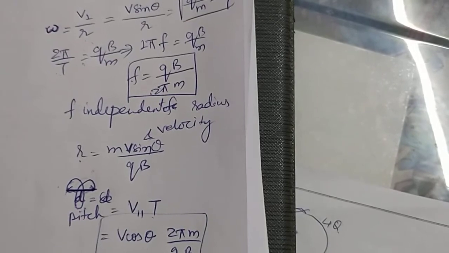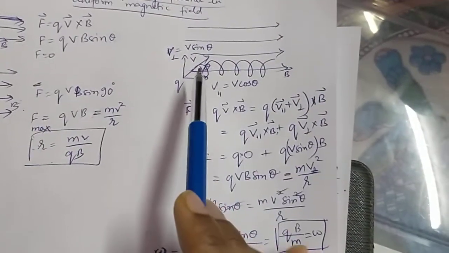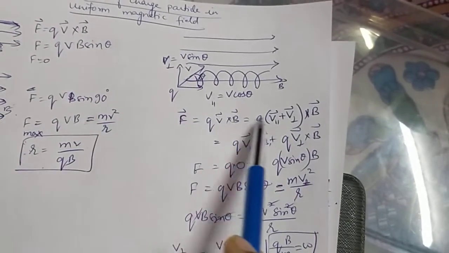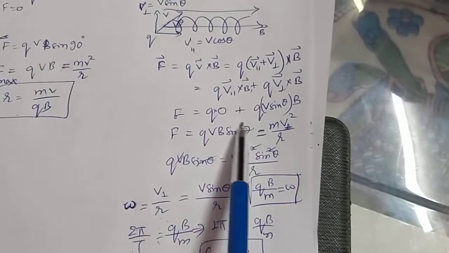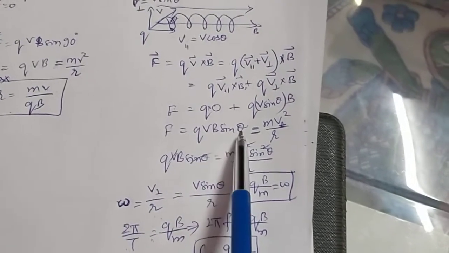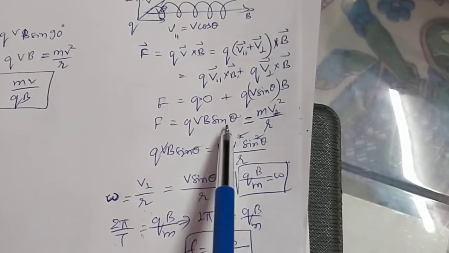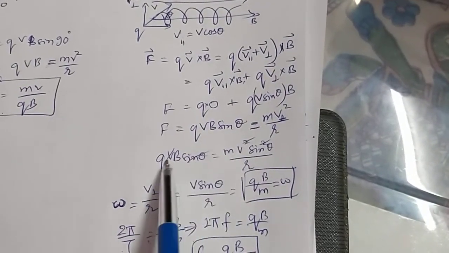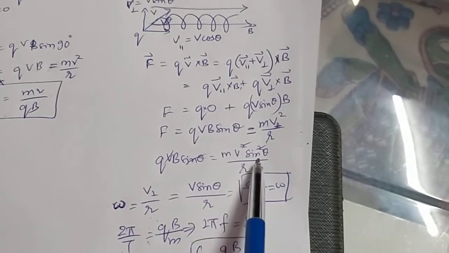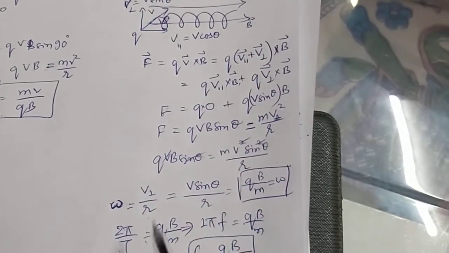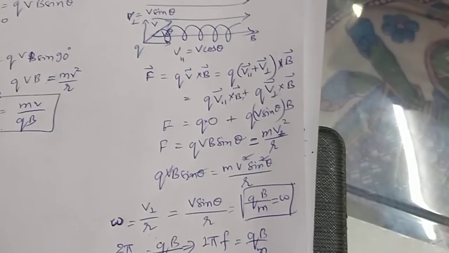And maximum force will be acting when, you see the expression for force is qvB sin theta. So force will be maximum only when sin theta is maximum. Sin theta is maximum for theta 90 degree. And if theta is 90 degree, then qvB, this sin theta will become 1, equals m v square by r. That is for a circular path, not a helical path, and that is possible when the particle is perpendicular to the magnetic field.